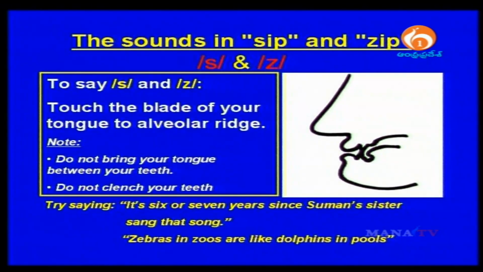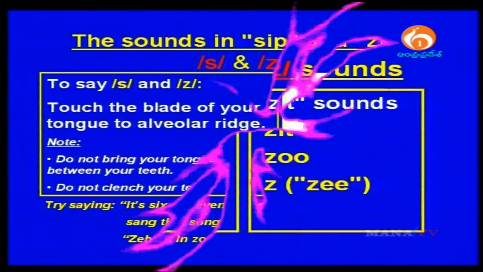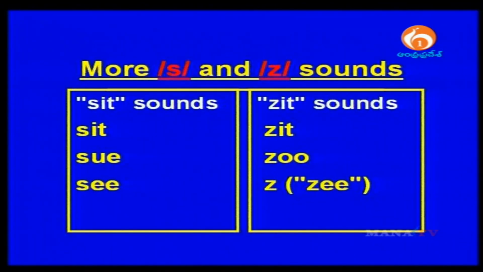Similarly, let's look at an example. Listen to one which has Z sounds bunched in. Zebras in zoos are like dolphins in pools. Oh wow, sounds good. Over here we have a couple of S sounds and Z sounds to bring out the contrast and also to help us articulate these sounds. Sit, zit, sue, zoo, see, zee.